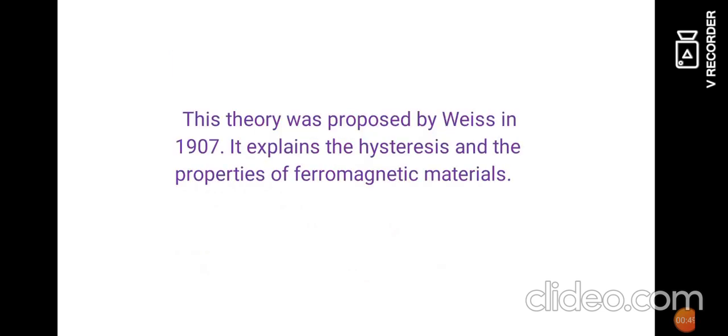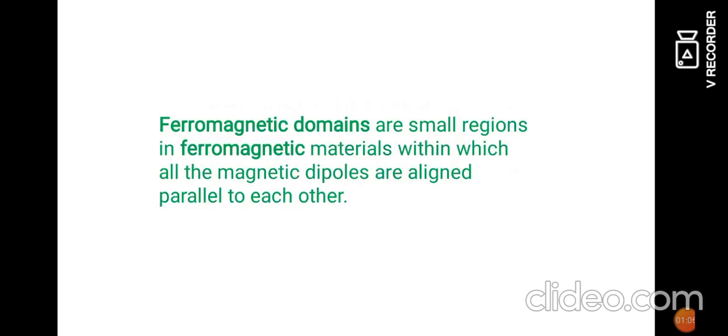The domain theory of ferromagnetism was proposed by Weiss in 1907. Actually, it explains the hysteresis and the properties of ferromagnetic materials such as iron. The ferromagnetic domains are small regions in ferromagnetic materials within which all the magnetic dipoles are aligned parallel to each other.